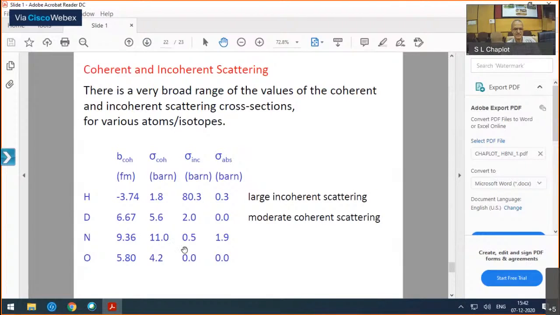Nitrogen has a small incoherent scattering cross section and a fairly large coherent scattering cross section. Oxygen, on the other hand, has a value of the coherent cross section, but practically zero incoherent scattering, because there are almost no other isotopes, or other isotopes have a very negligible occupancy, and also the nuclear spin is such that you will not get the variations. So there is no nuclear spin for oxygen.